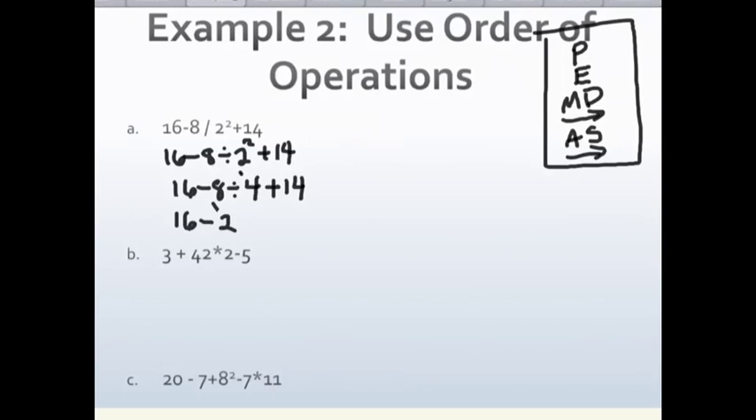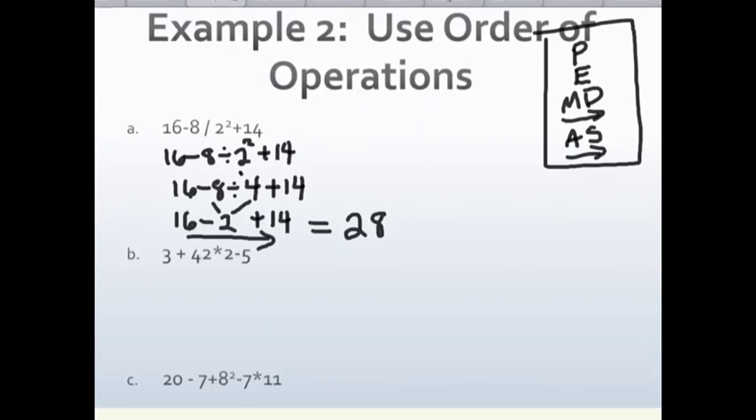Where did the 2 come from? Well, I took 8 and divided it by 4. Got 2, and then now I have 14. And so the next thing is addition and subtraction. When I was a kid, I would do 2 plus 14 first because I thought addition came first, but it does not. Addition and subtraction are equivalent. We just go from left to right. So from left to right, we get 16 minus 2, which gives me 14. Then I'm going to add another 14 to it, and I get 28. 28 is my final answer.